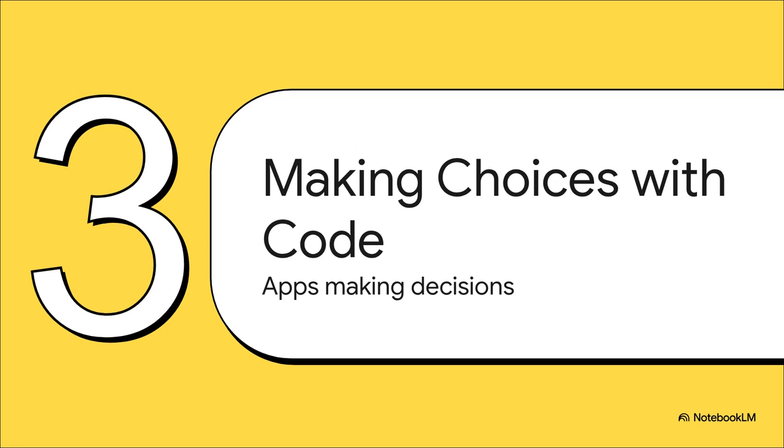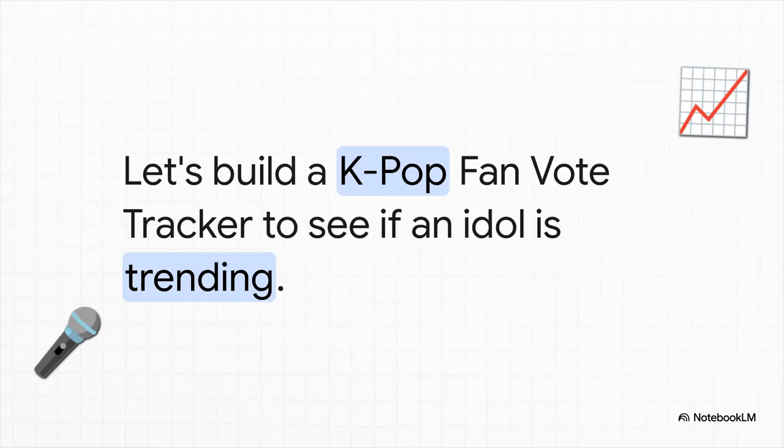Okay, now we get to the really fun stuff. Once your code can take in information and do math with it, the very next level is teaching it how to make decisions. This is the secret sauce that makes an app feel smart, you know? Like, it's actually responding to you. This is how we bring our code to life.